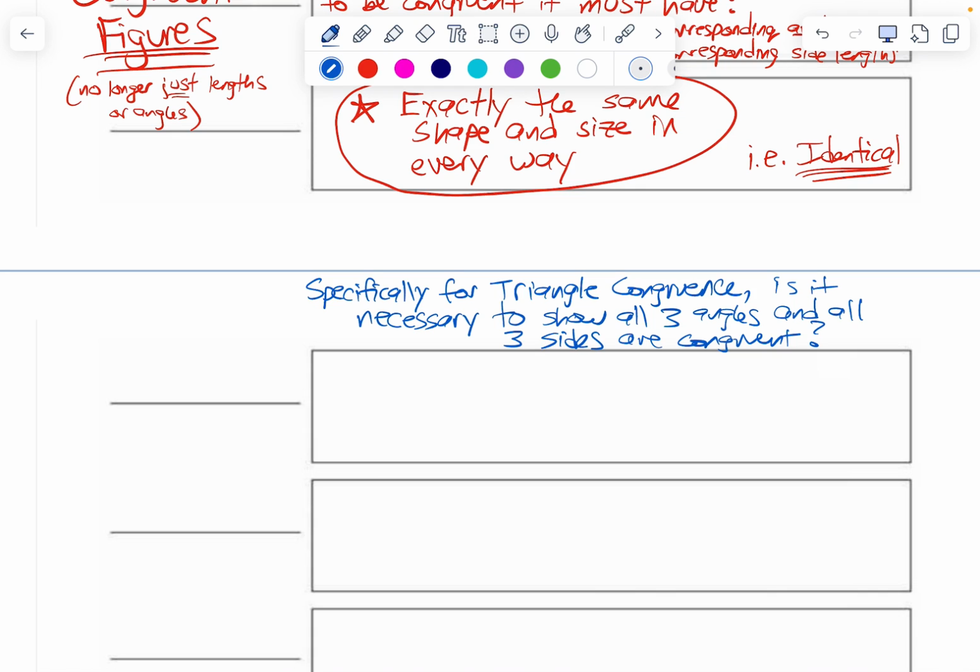Since we just defined it as exactly the same size, exactly the same shape, identical figures. Okay. So a big part of this section is learning that we don't actually have to prove all 6 are the same. There are combinations of 3 of them that if they are the same, then the whole triangle is exactly the same. And so it saves us a little work.